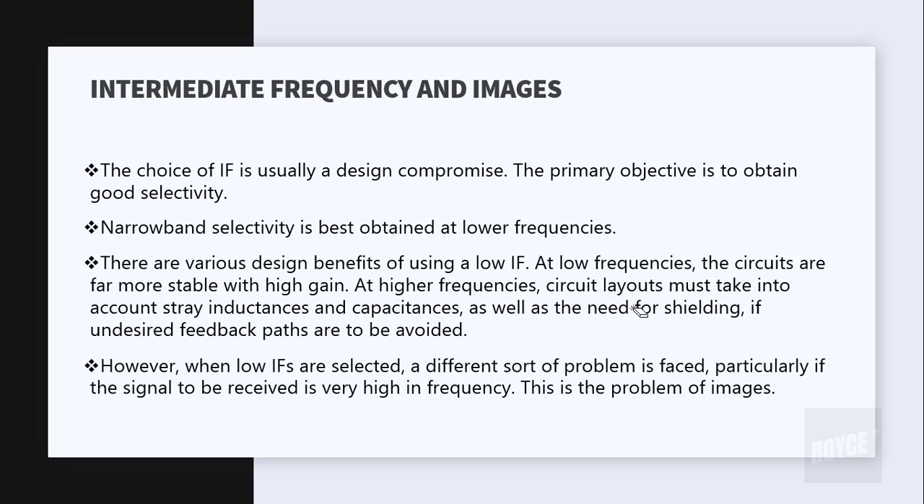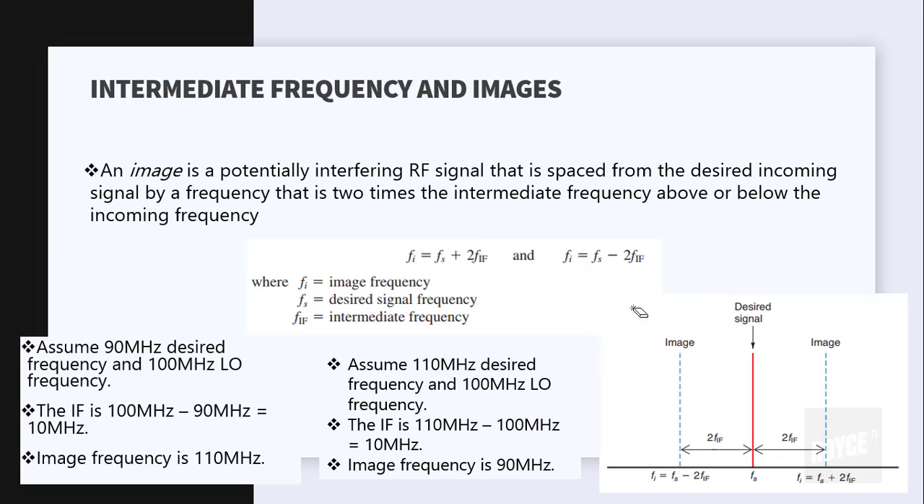The problem naman of using low intermediate frequency is that prone naman ito sa image frequency. Ano yung image na to? So, papakita ko na lang. An image is actually a potential interfering signal. If this image frequency is allowed to enter the mixer, this will also produce the intermediate frequency.